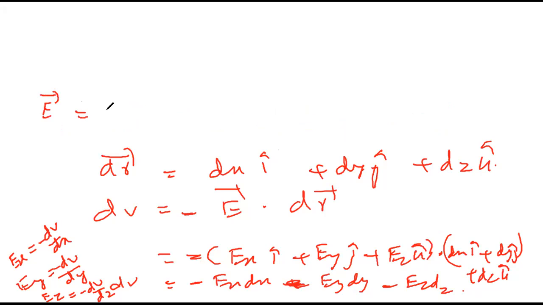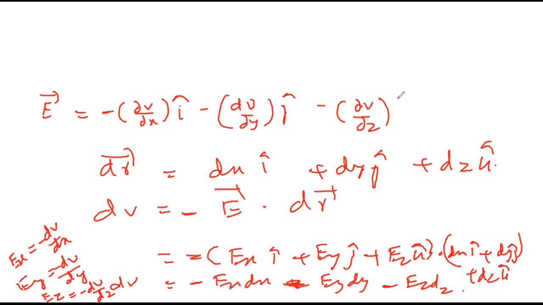So E bar is minus of derivative of V with respect to x i cap, V with respect to y j cap, V with respect to z k cap. Magnitude will be root of Ex square plus Ey square plus Ez square.